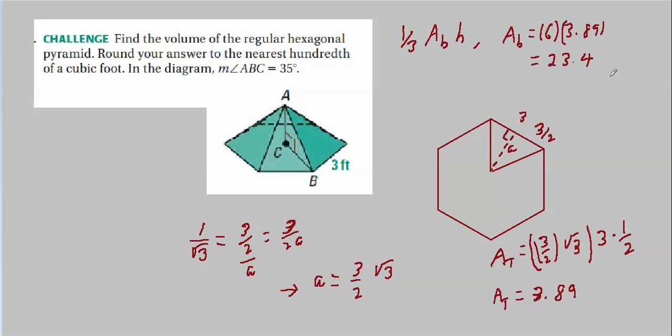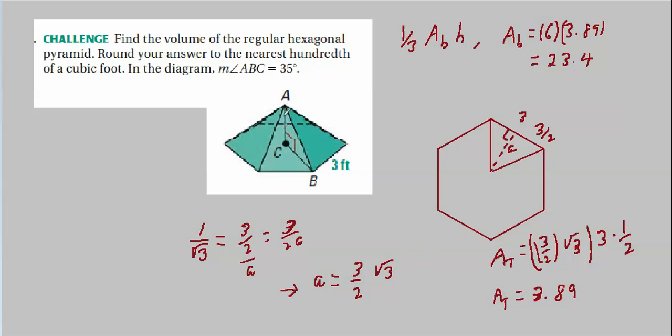Well, if we do all this, we get the area of one triangle, this little thing here, is 3.89. We multiply that by 6 and get the area of the base that we're looking for here. And it's going to be 23.4. You see how we did that? Pretty easy. Now I'm going to need some more room because I have to figure out the height here.